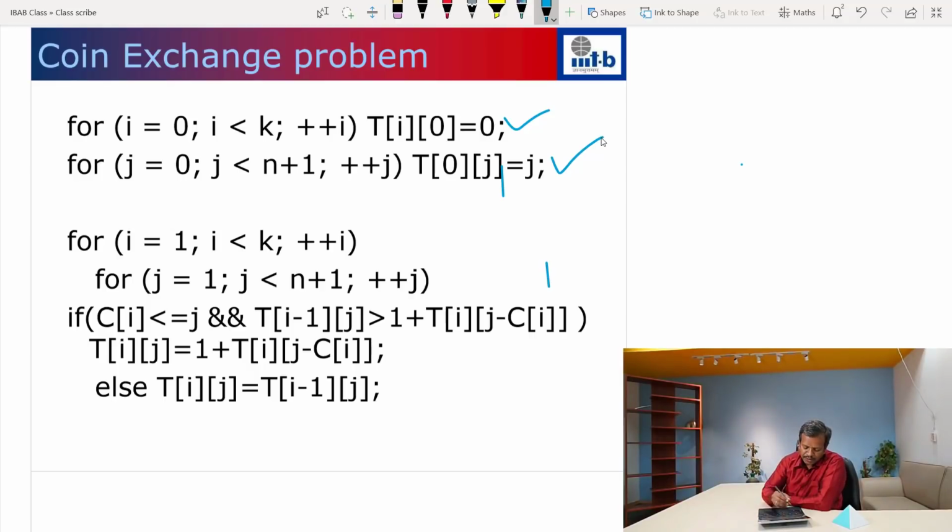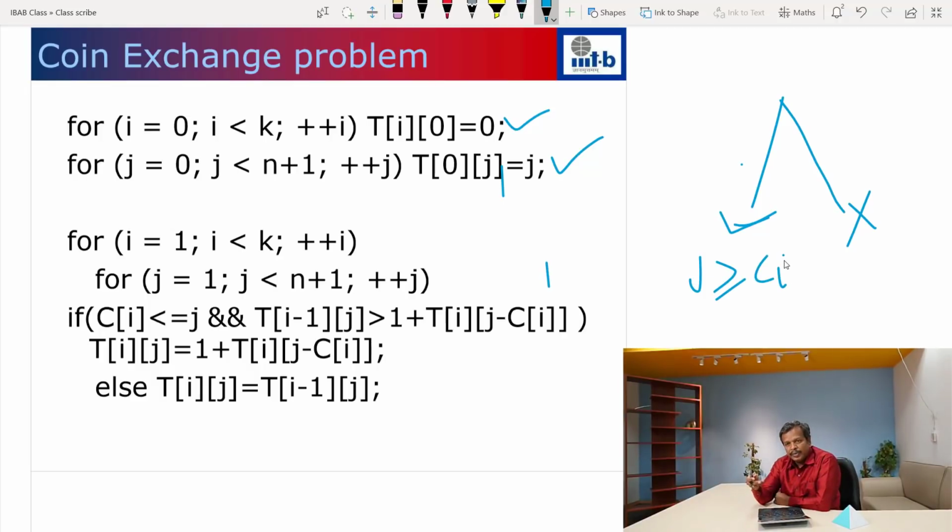After that, for i equal to 1 to k, and j from 1 to n plus 1, what we are basically saying is that there are two options for me: either to use the ith coin or not use the ith coin. I can use the ith coin only if my j is greater than or equal to c of i, that is, the amount I want to pay is greater than or equal to the value of the coin that I have.